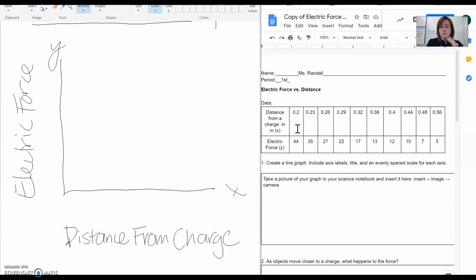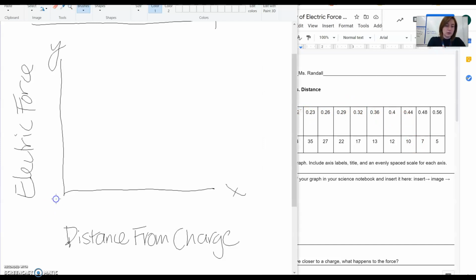So the smallest number on our x-axis data is 0.2. And it looks like the biggest number is 0.56. So I'm going to go by 0.1s because that sounds like it'll be an easy way to do it evenly spaced. Remember, it's got to be evenly spaced. You can't just copy these exact numbers. You've got to do it evenly spaced. So I'm going to start with 0 in the corner. And then I'm going to go 0.1.